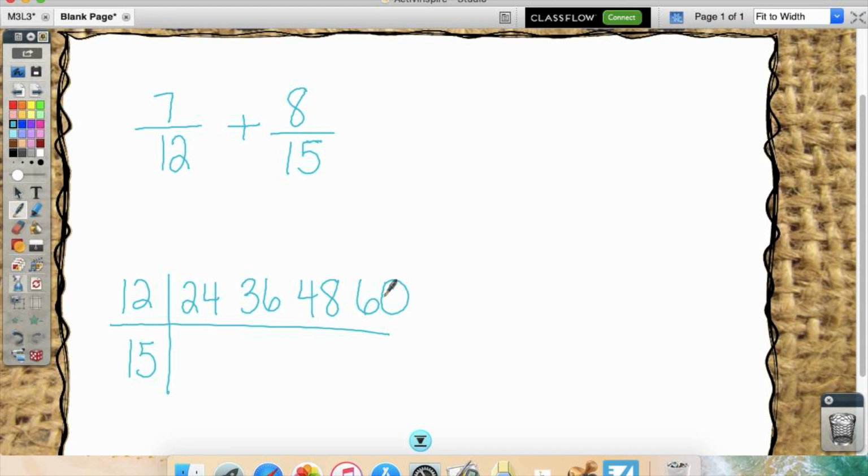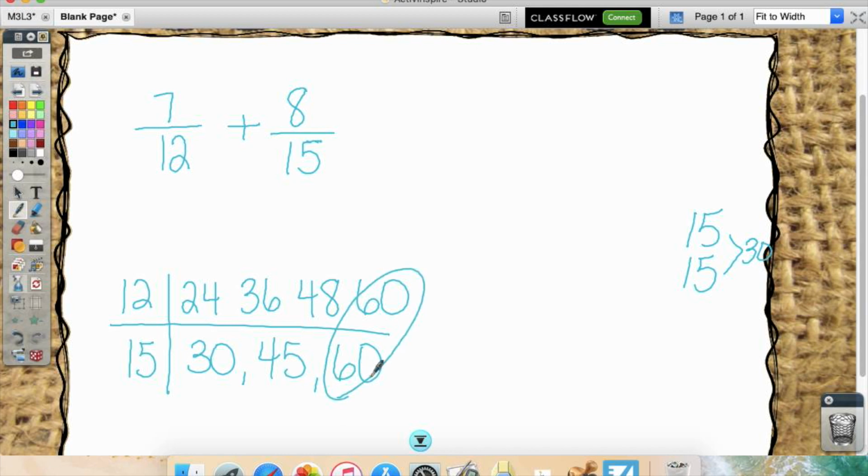Okay, now the multiples of 15 aren't quite that easy, but I think we've talked about them before. 15 plus 15 is what? 30. Okay, so 15, 30. Then if I add another 15 to 30, what do I get? 45. Then what? 60. Okay, I think I can stop. So what's my least common denominator? 60. Circle it. That's a lot less than 180.